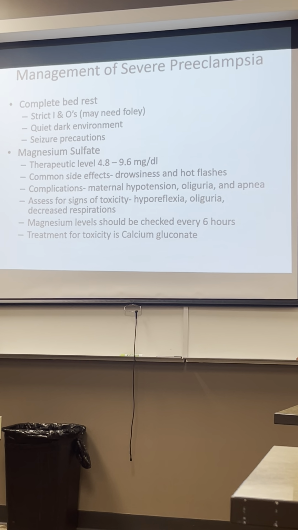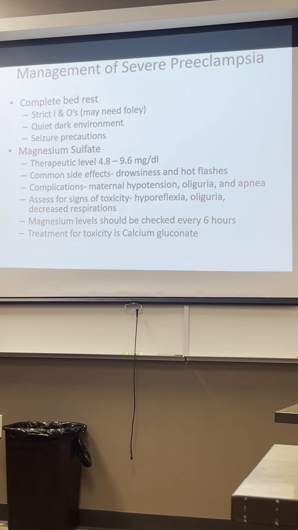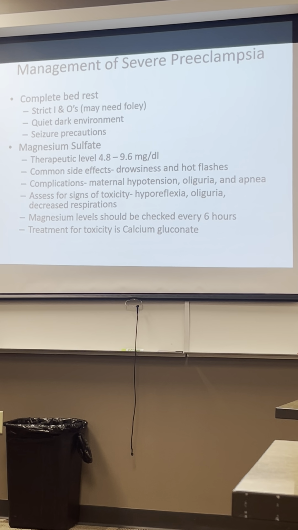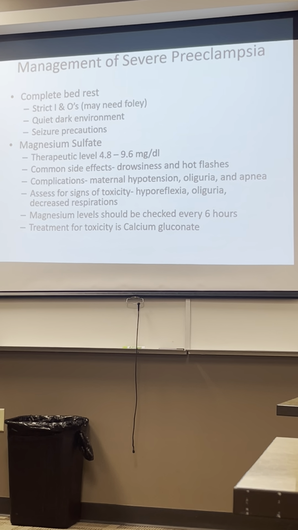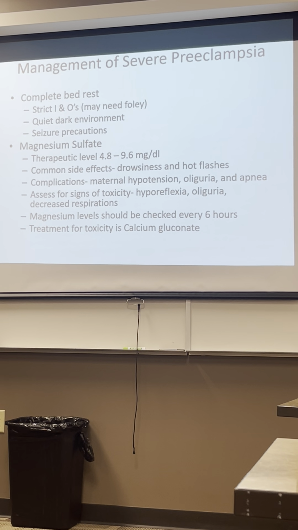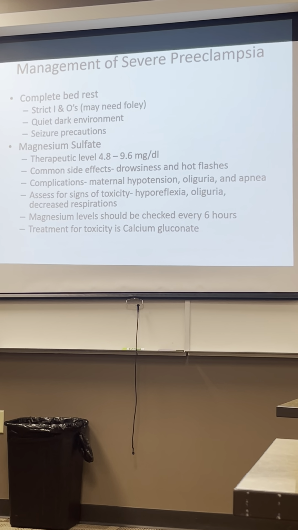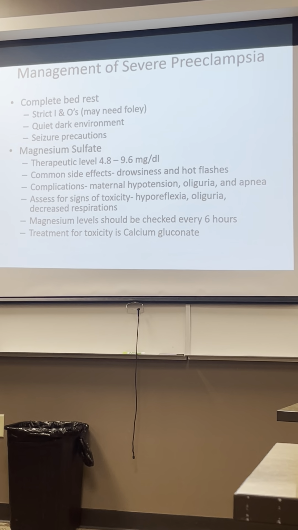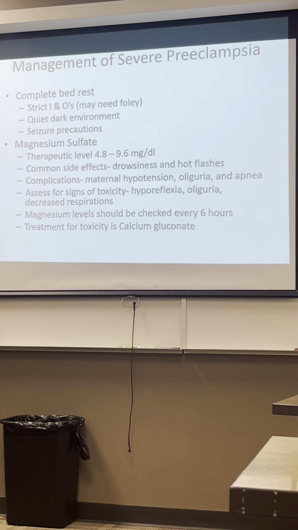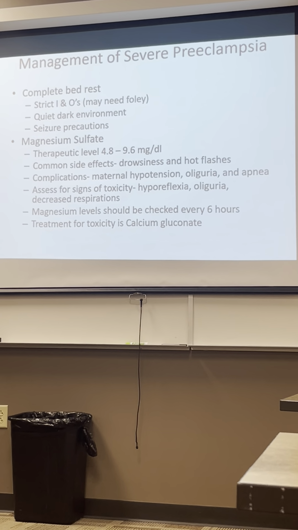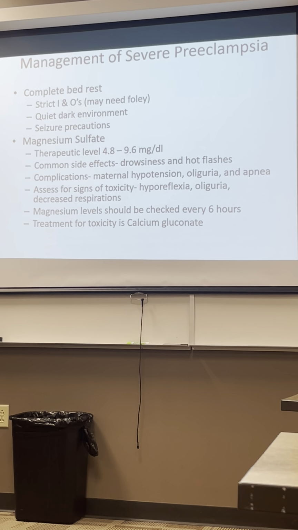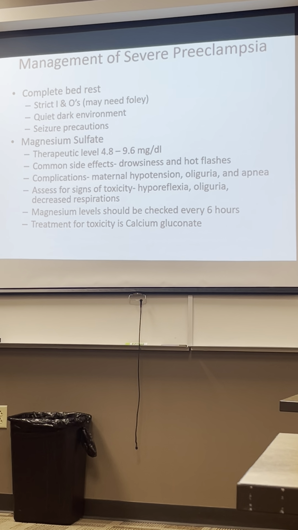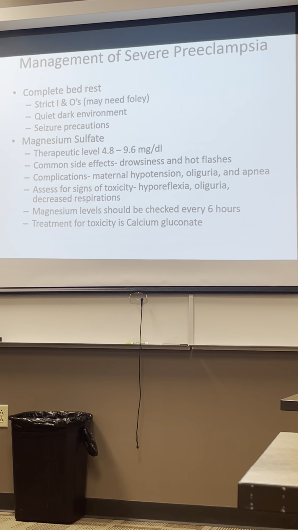So management of severe preeclampsia: strict I's and O's, quiet, dark environment, seizure precautions. They'll put them on magnesium sulfate. Therapeutic level is usually 4.8 to 9.6. Common side effects are hot flashes and drowsiness. Complications: maternal hypotension, oliguria, can have apnea, loss of deep tendon reflexes, decreased respirations. The magnesium level should be checked every 6 hours, and treatment for toxicity is calcium gluconate.